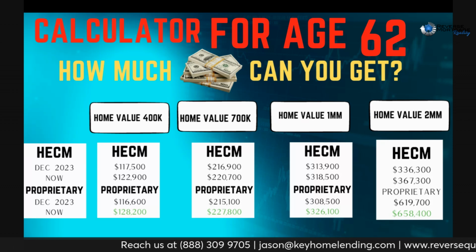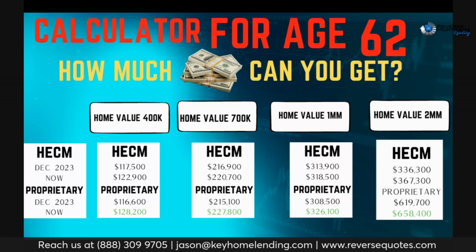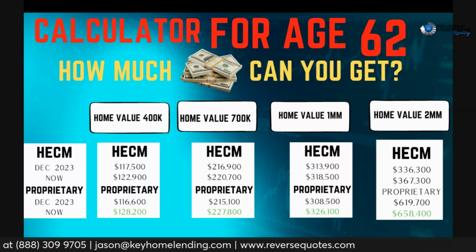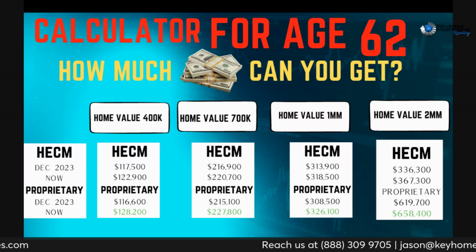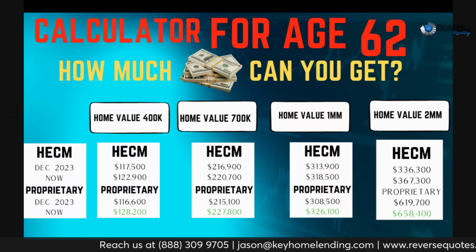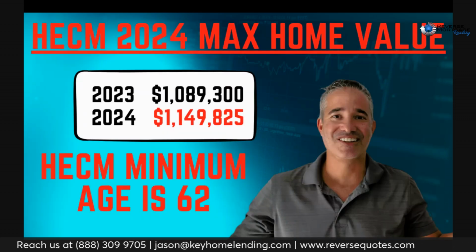So question though, look at this. Look at the 1 million versus the 2 million here. You've got the HECM at 318.5, and then if you double the value, the HECM is only at 367.3. Why is that? Again, comment below. Let me know what you think. And we're going to tackle that right now.